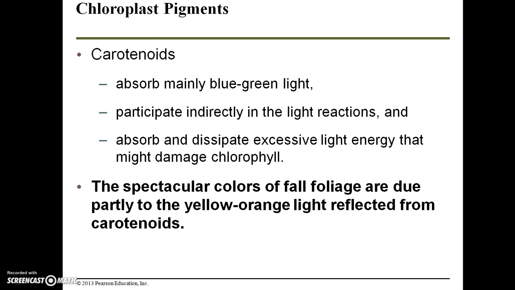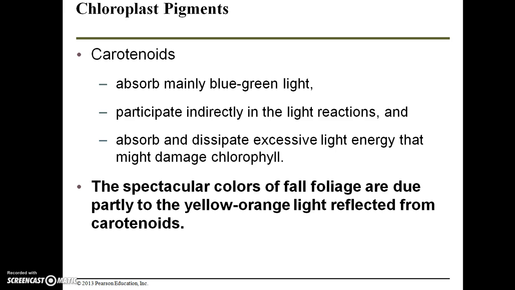Carotenoids are another type of pigment. They absorb mainly blue-green light. They participate indirectly in the light reactions. And they absorb and dissipate excessive light energy that would damage the chlorophyll pigments. And carotenoids are ultimately responsible for the spectacular colors we see in the fall on trees.